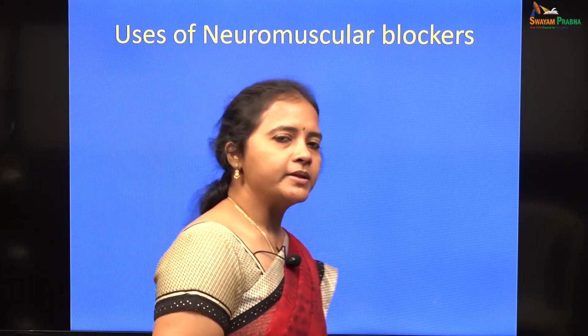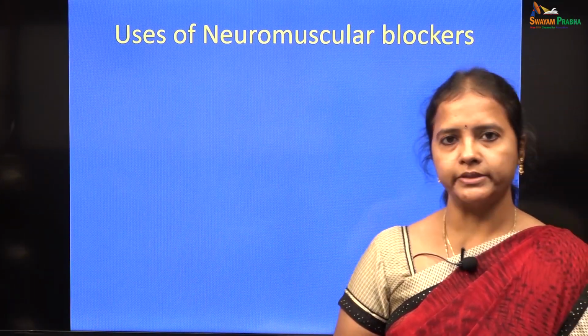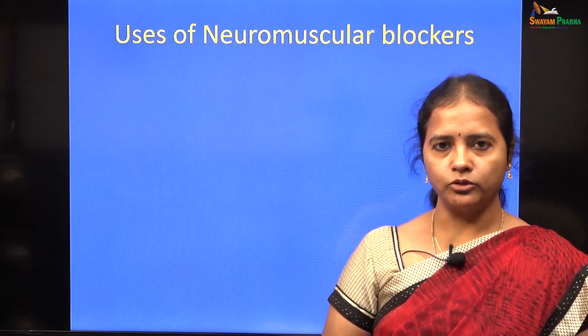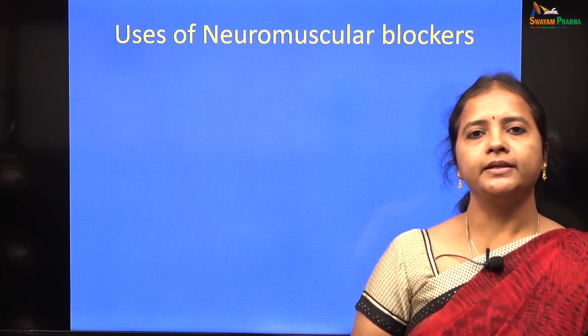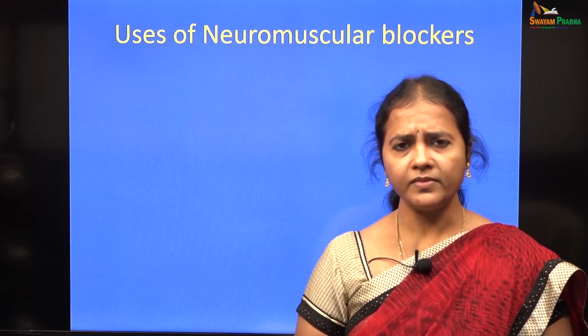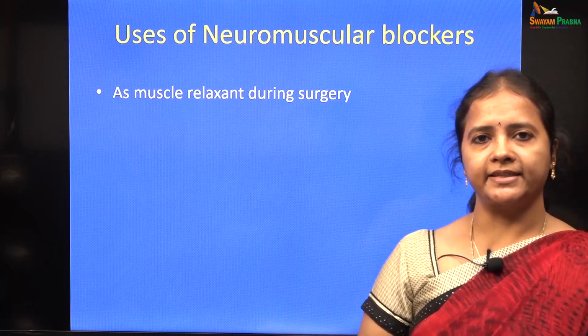So these neuromuscular blockers are present in many plants as toxins, and some snake venom can produce a neurotoxin which can block the neuromuscular transmission process, but some of the agents can be used as drugs as well. And these drugs are especially required during muscle relaxation for surgery.